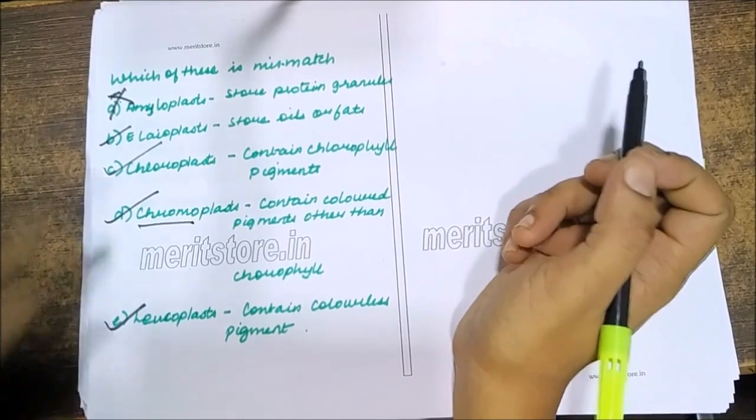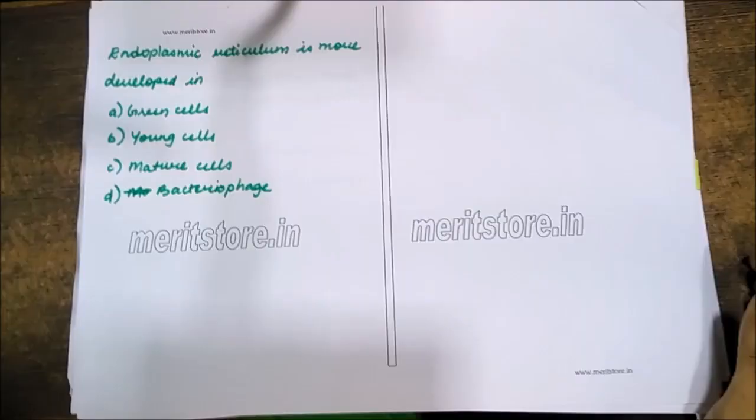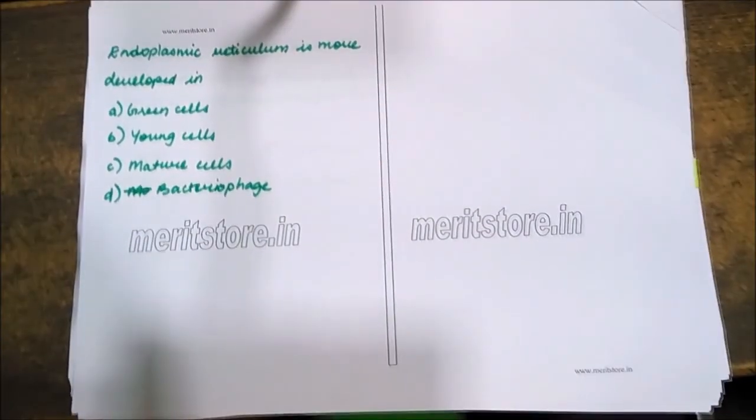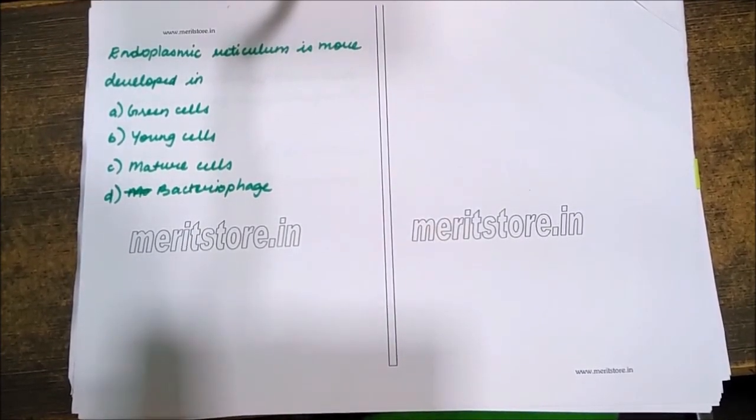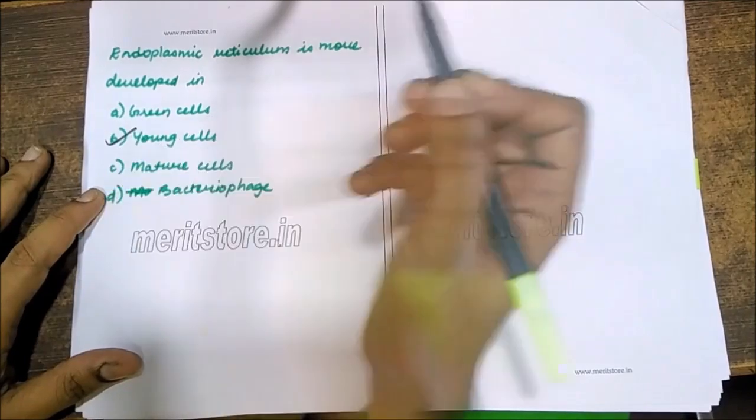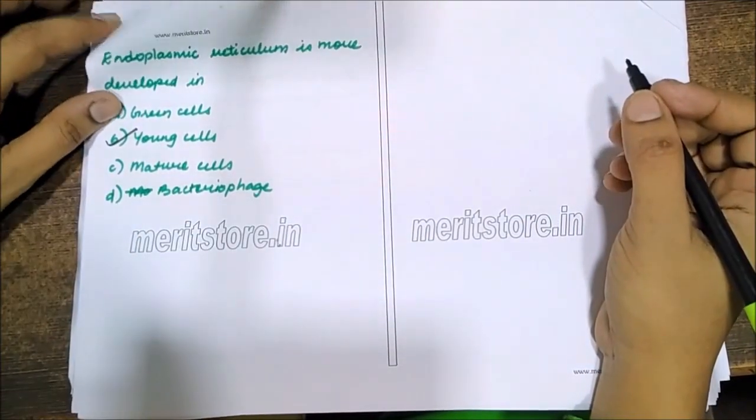Next question. The question says endoplasmic reticulum is more developed in. The options are green cells, young cells, mature cells, bacteriophage. The correct option is young cells. Next.